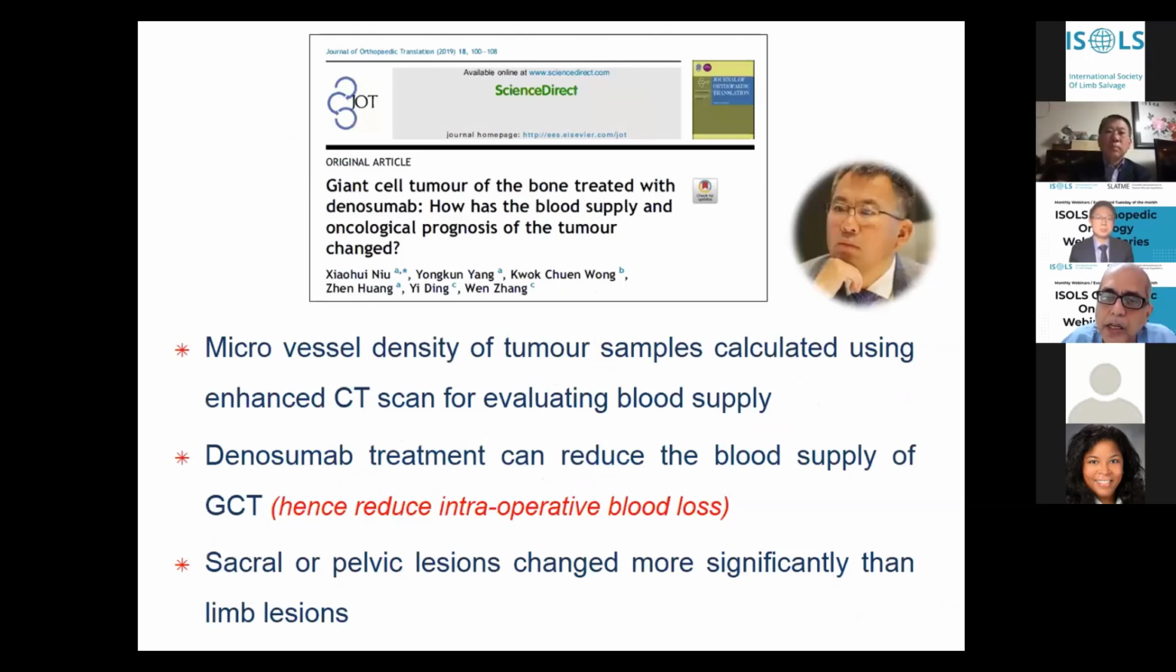A point to consider here is this paper by Professor New's group, which Casey already referred to, that denosumab also works by reducing the microvessel density and thereby reducing the blood supply of the GCT, especially in sacral and pelvic lesions. So if we are planning a curettage and if we decrease the initial dosage, will that mean more bleeding, less adequate curettage in those areas? Questions that need to be answered.